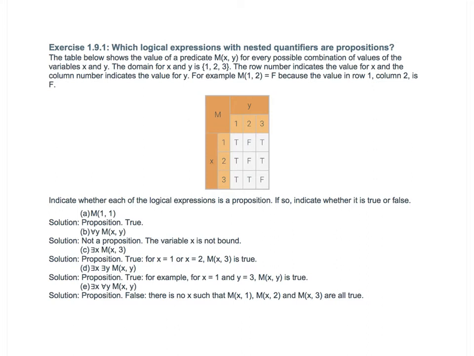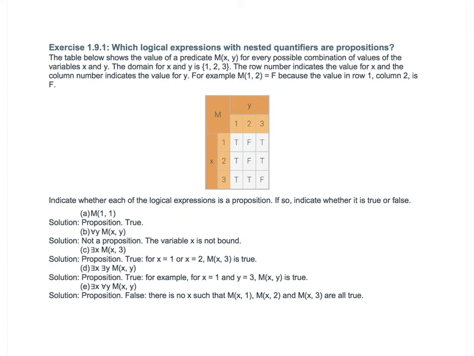Let's see how we can translate this proposition. First of all, is it a proposition? The answer is yes. Why? Because there's no free variable. X is bound to an existential quantifier, y is bound to a universal quantifier. Therefore, this statement is a proposition. It has a truth value. Is it true or is it false?